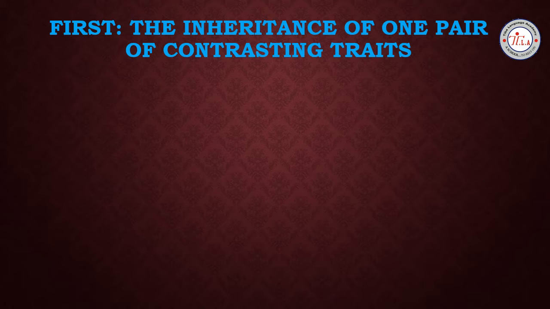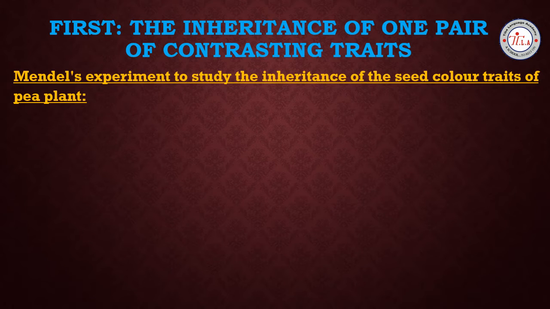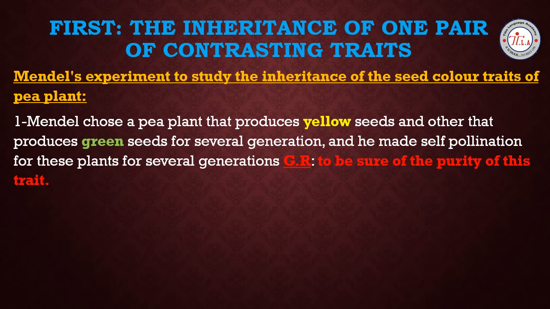First, the inheritance of one pair of contrasting traits. Mendel's experiment to study the inheritance of the seed color traits of pea plant. Number 1, Mendel chose a pea plant that produces yellow seeds and others that produces green seeds for several generations, and he made self-pollination for these plants for several generations. Why? To be sure of the purity of his trait.